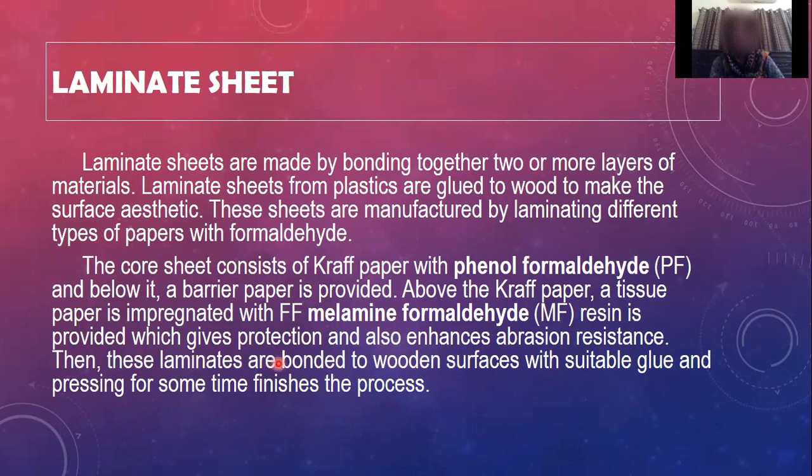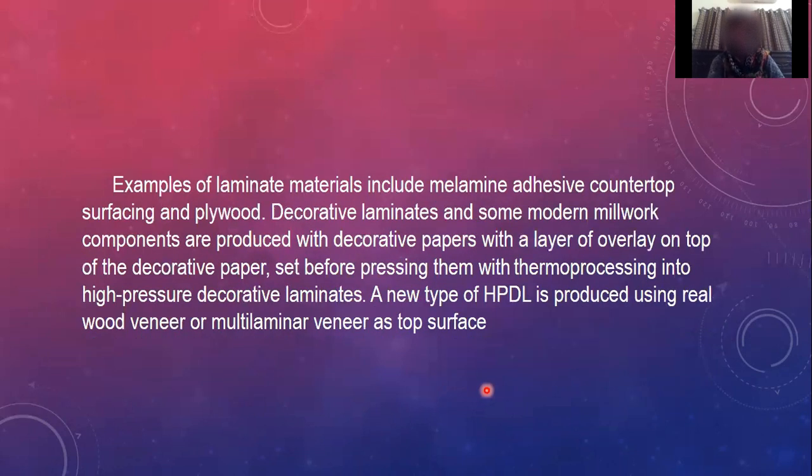Then these laminates are bound to the wooden surface with a suitable glue and pressed for some time. This helps in the finishing process, and glue is very important. In this process, glue binds the tiles or plywoods to give them a finishing look. Next, another example of laminate material includes the melamine chemical.